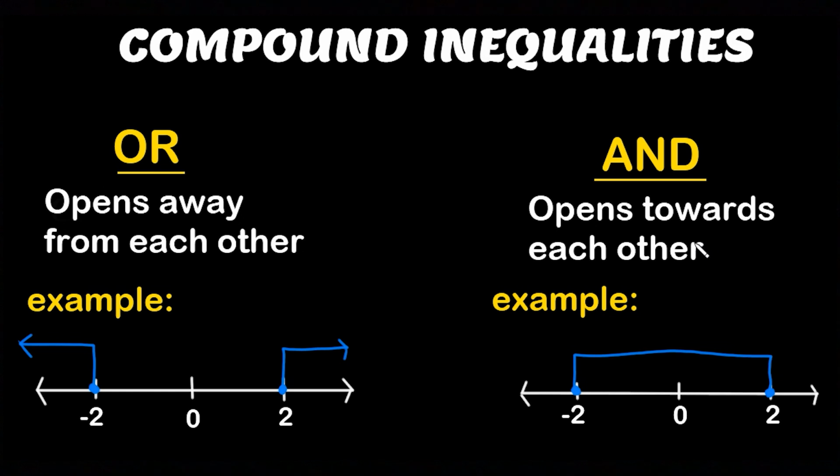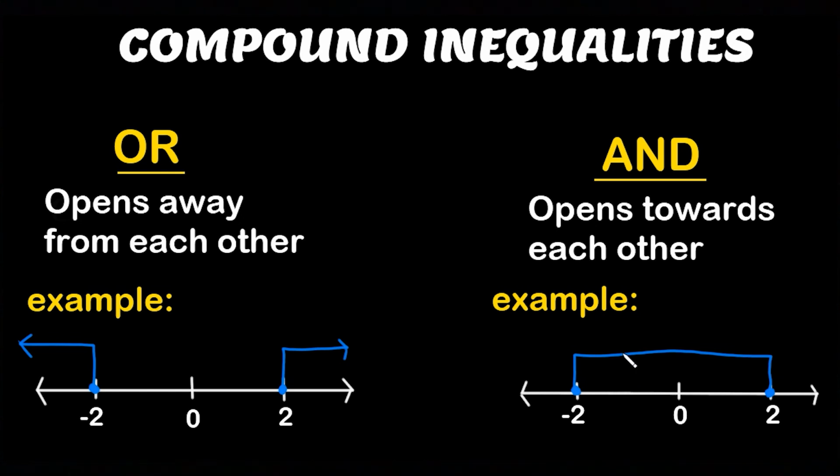Same thing with and, okay? You're going to graph two solutions, but now they're not going to be opening away from each other. They're going to be opening towards each other. And again, 99% of the time, if you're dealing with and, they're going to be opening towards each other, right? As you can see down here, okay? Now, again, there is a possibility where that may not happen, and that's a special case, and we'll talk about that again at the end of this video.